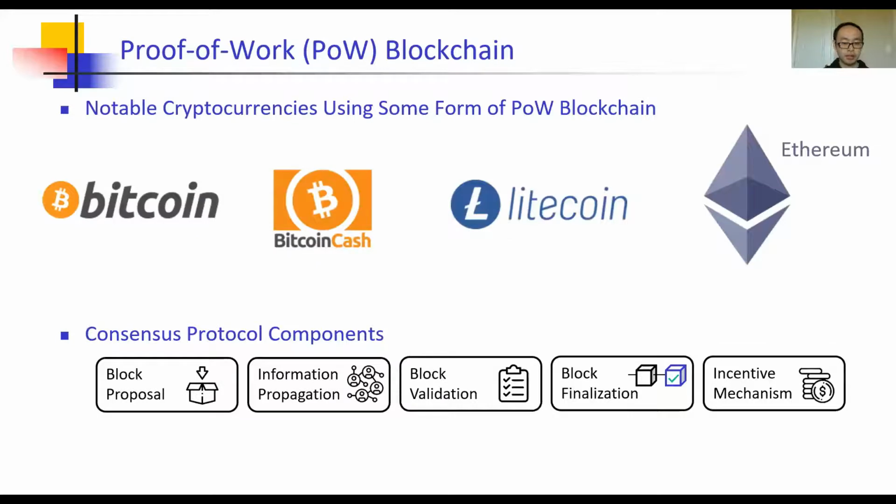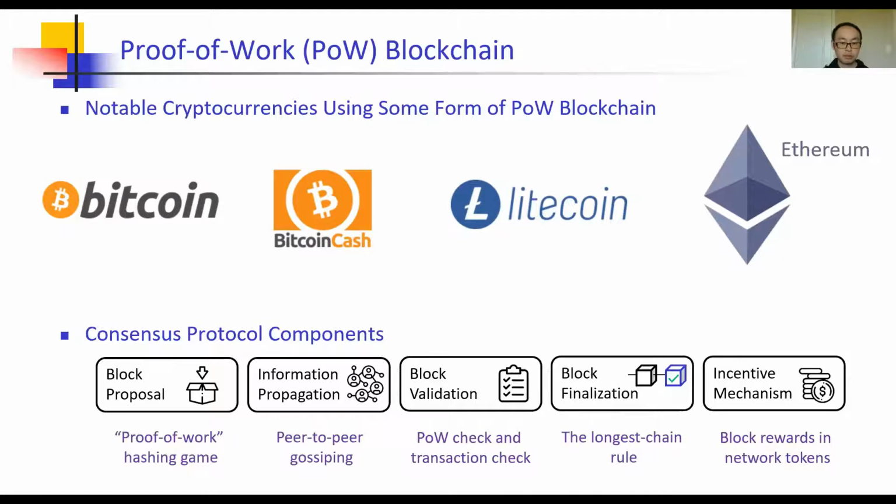Among all the blockchain designs, proof-of-work blockchain is currently the most popular one among public cryptocurrencies. For instance, among the 10 cryptocurrencies with the highest market capitalization, 4 of them use some form of proof-of-work blockchain design. But for the consensus protocol, we caution that the term proof-of-work, or POW, actually refers to the block proposal mechanism. The other 4 components are usually inherited from Bitcoin's Nakamoto consensus protocol.